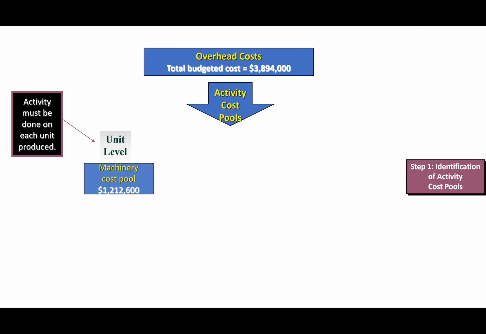And then we have batch. In this case, we said machineries. The more units you produce, the more machine time you have to run. All right, so that's one activity pool that has already been identified.